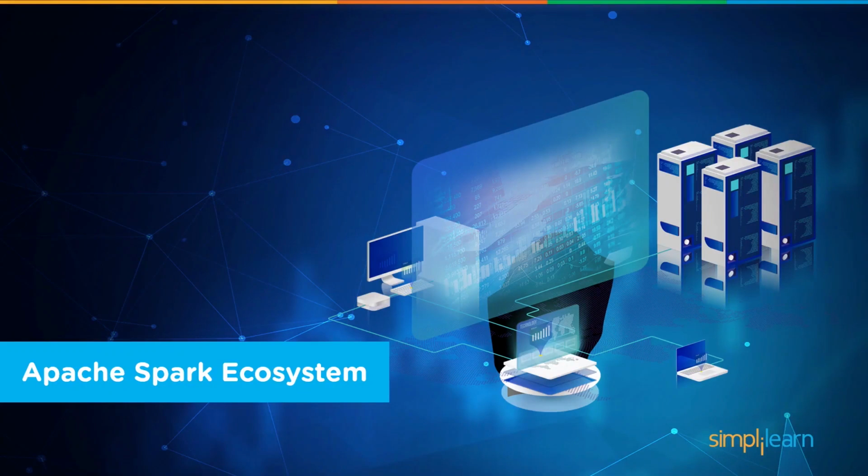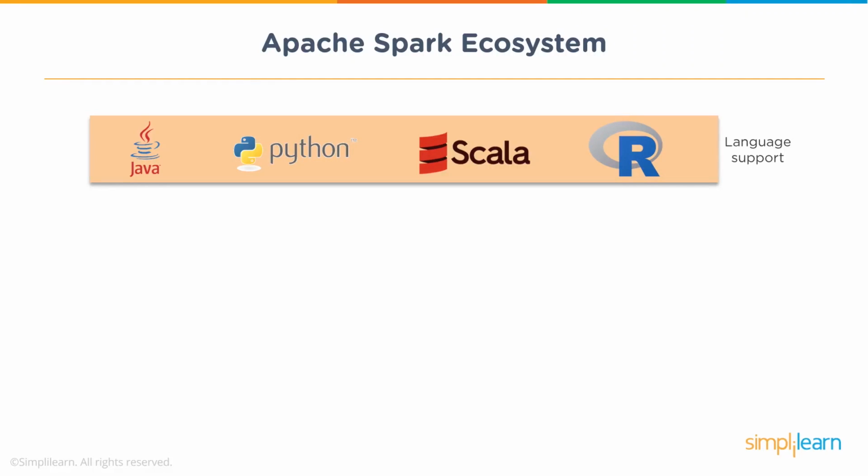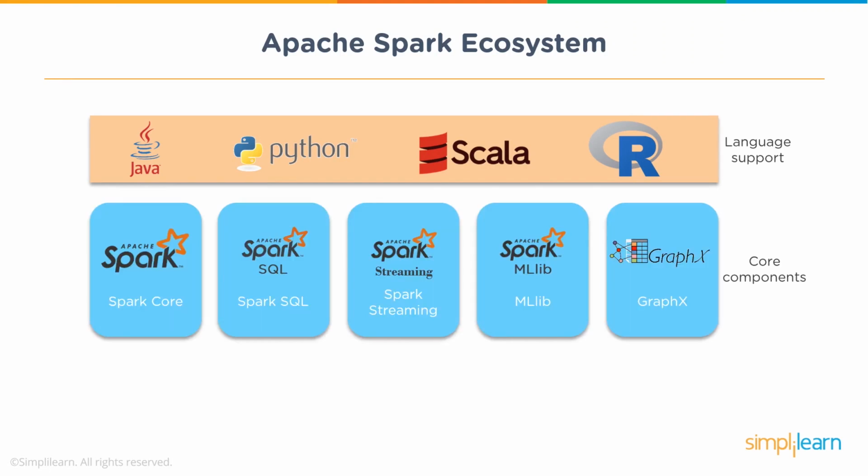When you talk about the Spark ecosystem, we can say that it has language support for multiple applications such as Java, Python, Scala, and even R. So you have different components within the Spark ecosystem. You have Spark Core engine, you have Spark SQL, you have Spark Streaming, you have Spark MLlib and GraphX. Each one of these is for a different use case and for processing data in a different way.